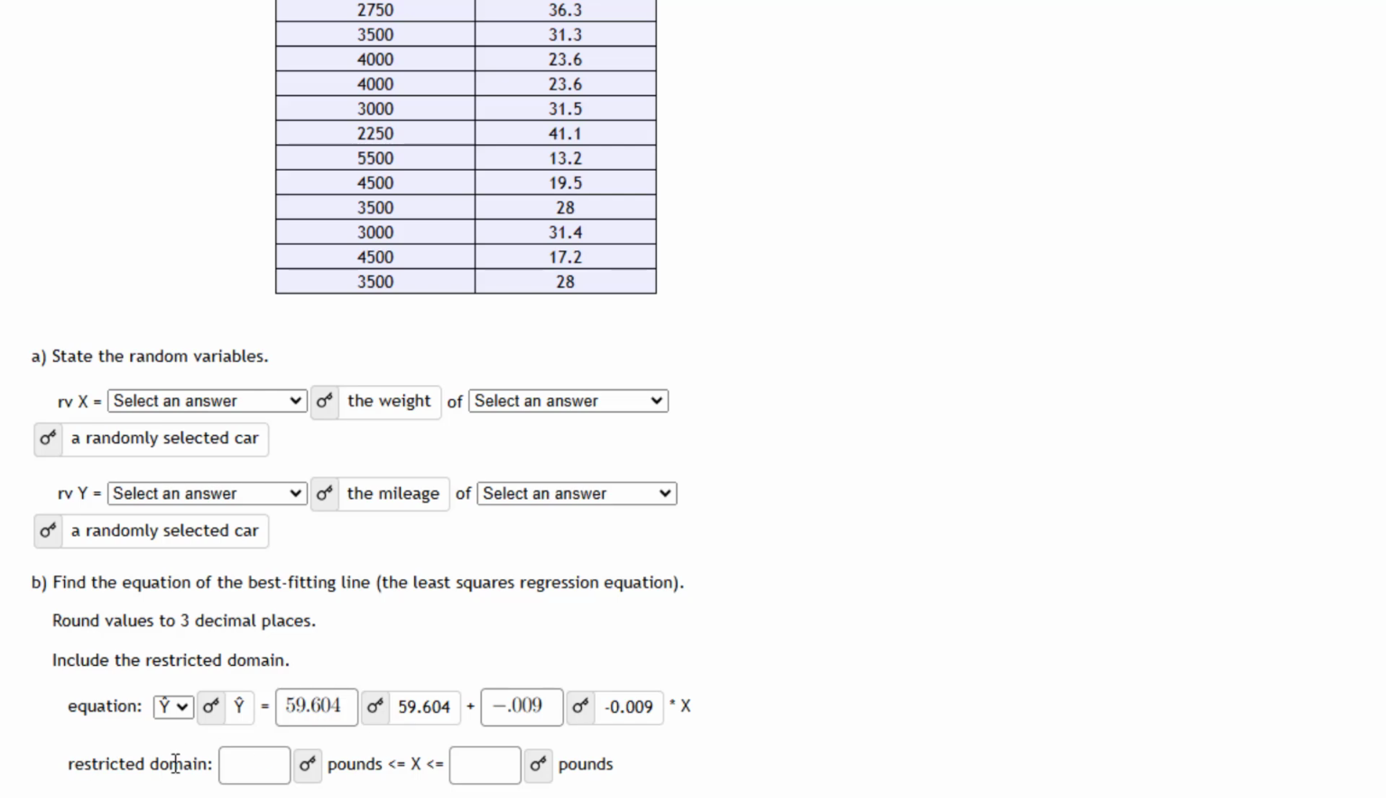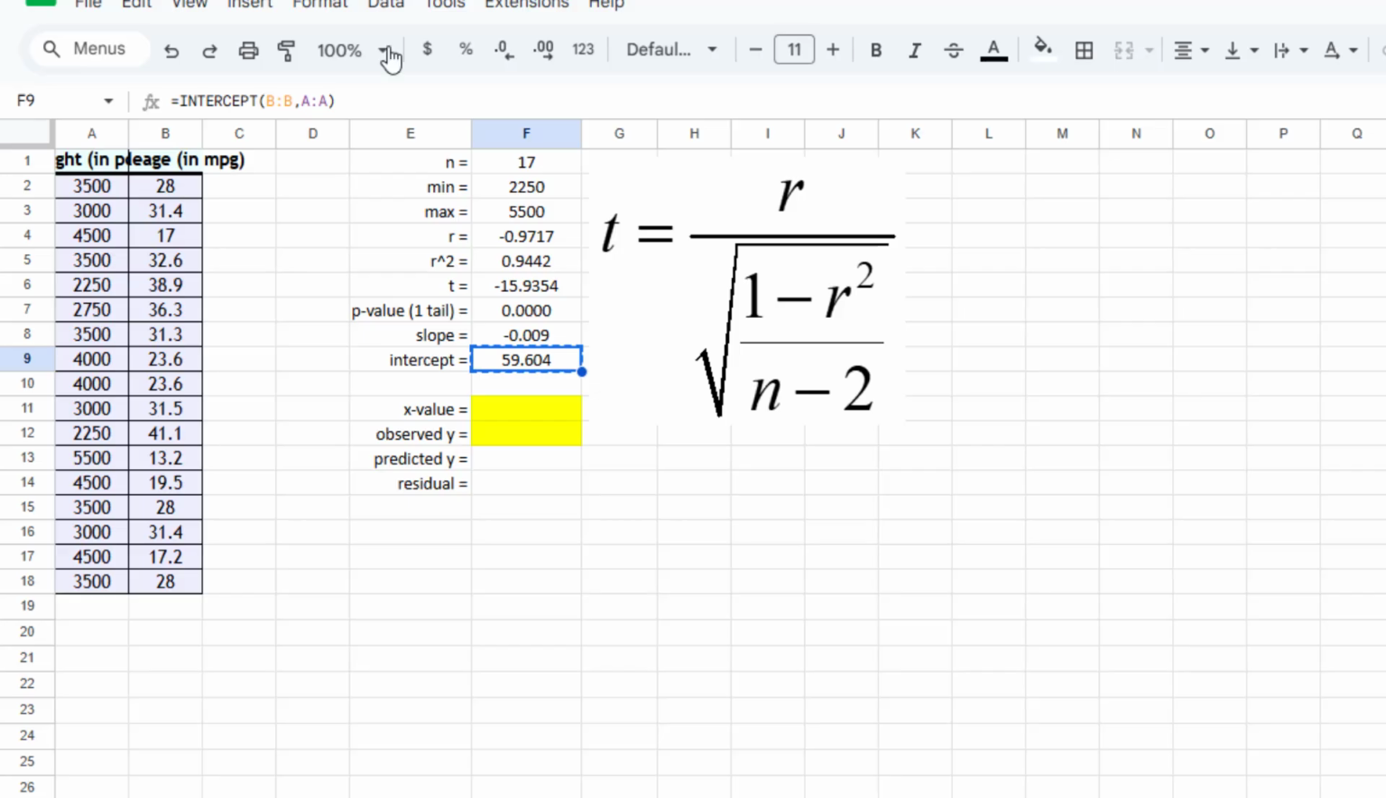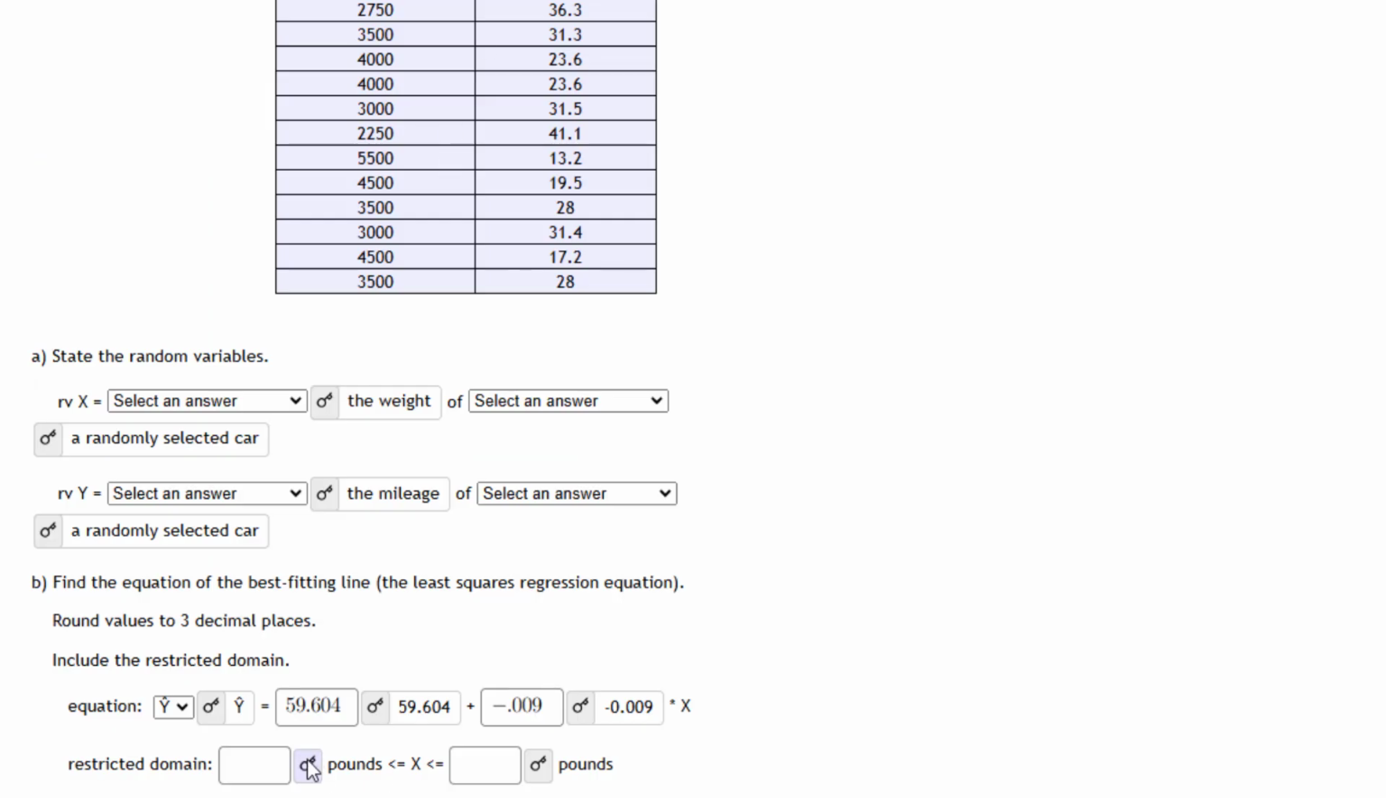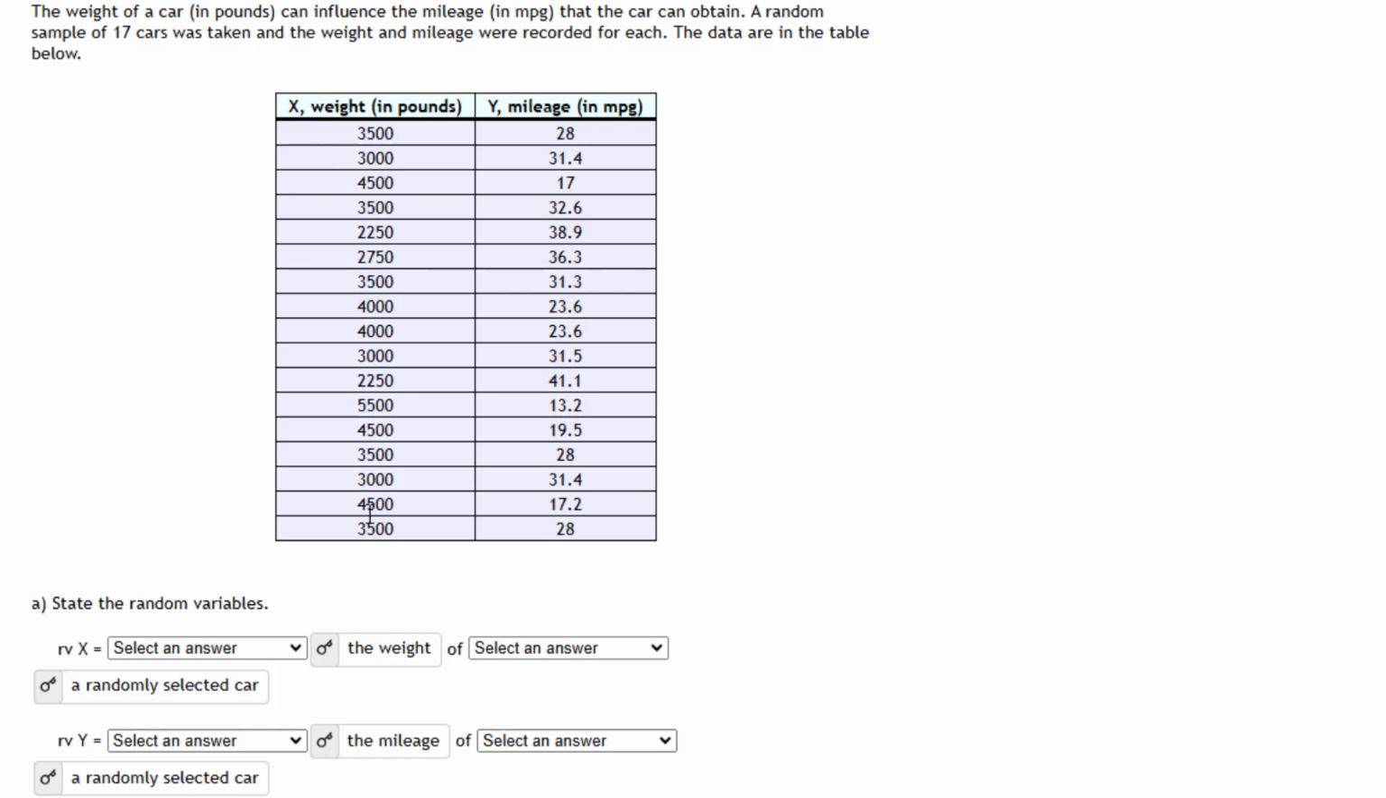Now, the restricted domain. This is when I was talking about where we need to find those minimums and maximums for our x values. So we've got a minimum of 2250 and a maximum of 5500. The reason being is we are only allowed to make these predictions, to try and predict what a y value would be, for x values that are within the range of data that we've observed, because we don't know if the pattern that we're creating with this straight line actually holds outside of this sample.